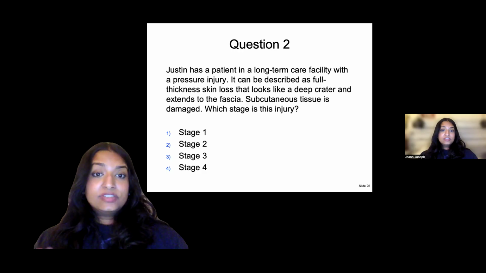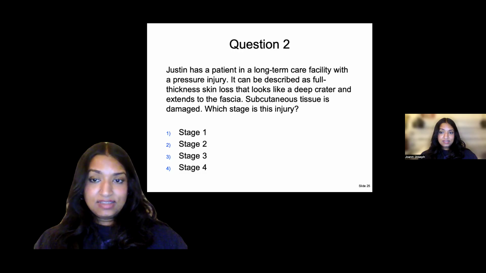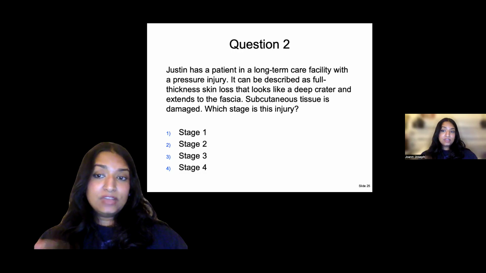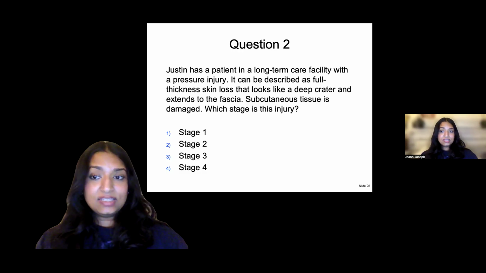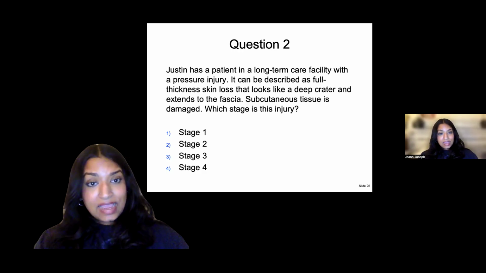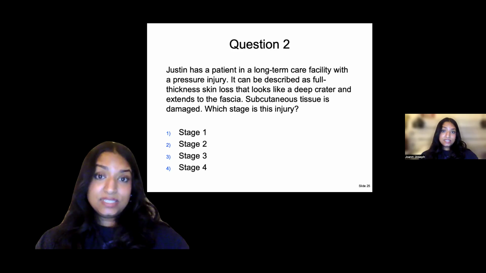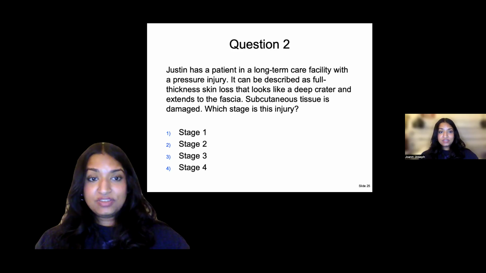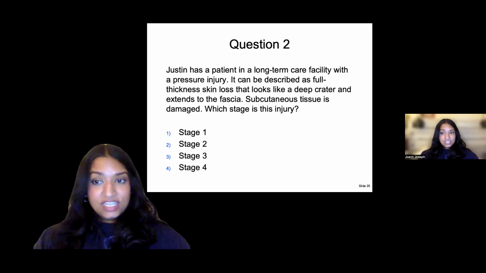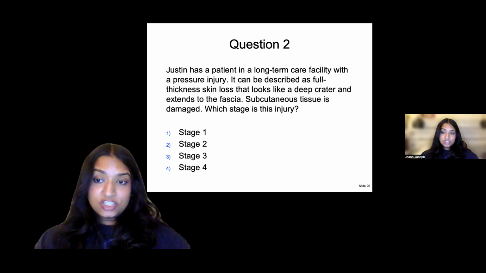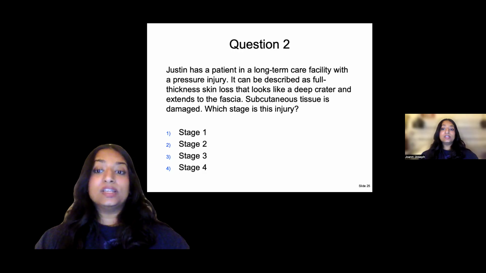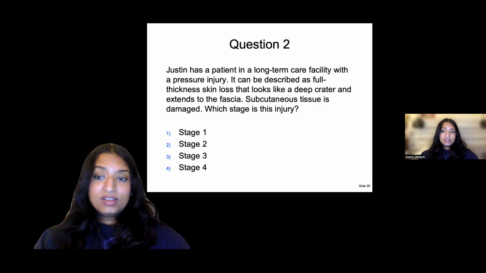Stage 2 involves partial, not full thickness, but partial thickness skin loss involving the epidermis and/or dermis, which was our second layer. And then stage 3 was our correct answer, which is full thickness skin loss that looks like a deep crater and extends to the fascia. And stage 4 actually involves full thickness skin loss with extensive tissue necrosis or damage to the muscles, bone, or other structures.